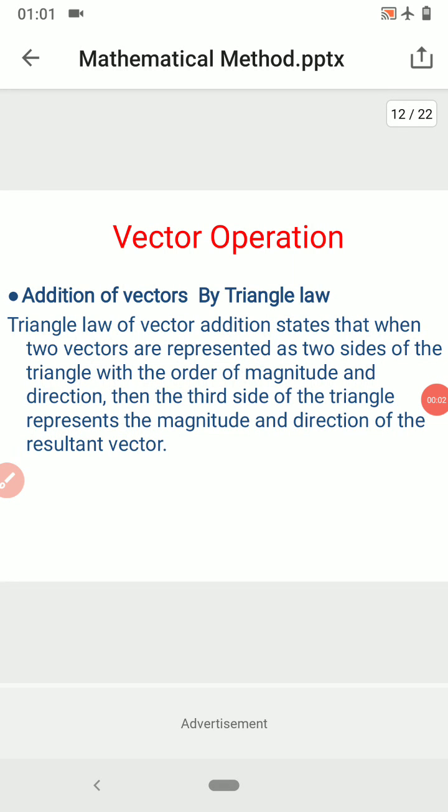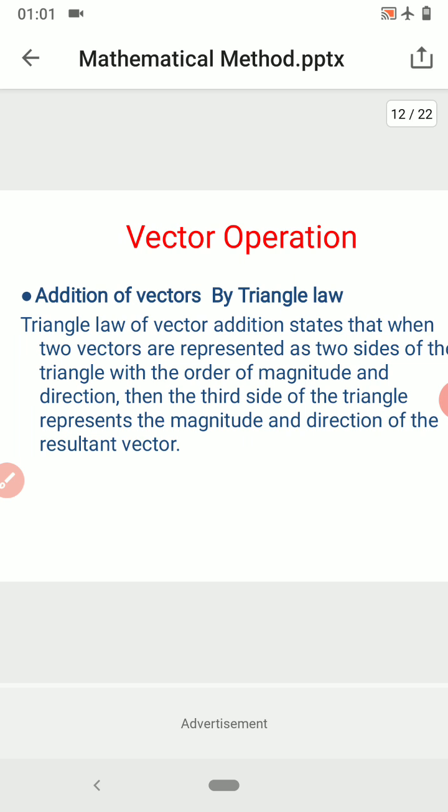Now in this lecture we are going to see the vector operations. First one, the multiplication of a vector by a scalar. So multiplying the vector by a scalar, you may get a new physical quantity, a new vector quantity.